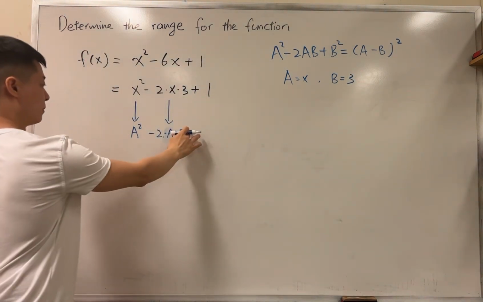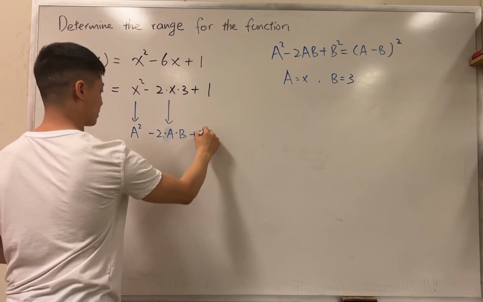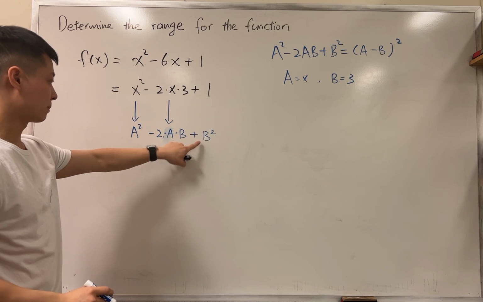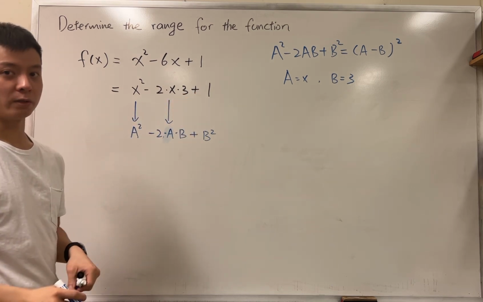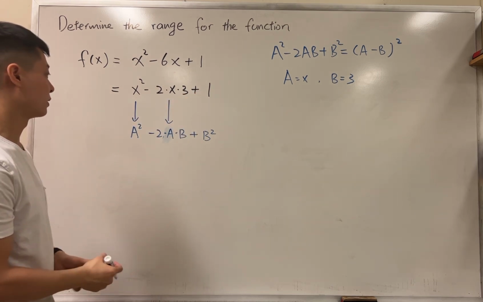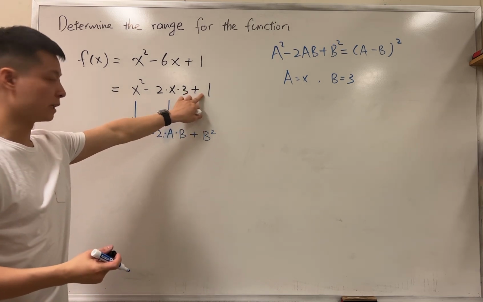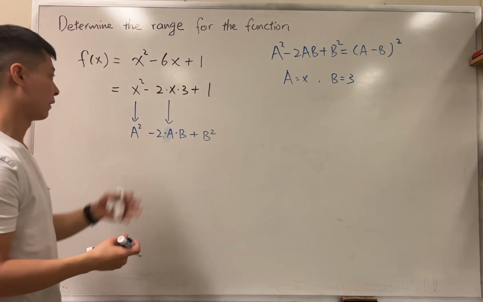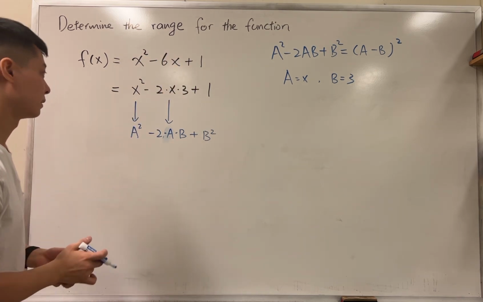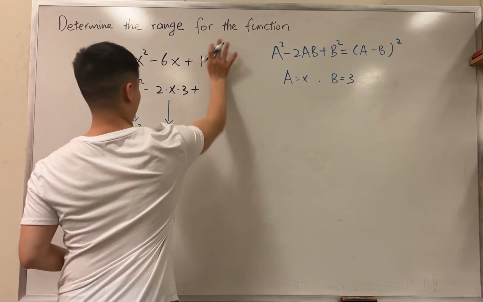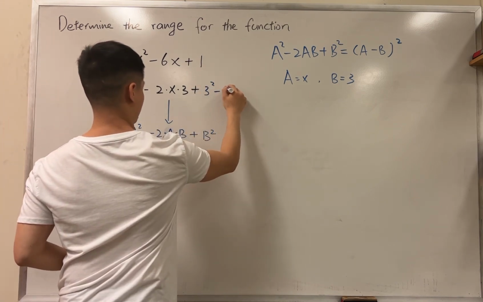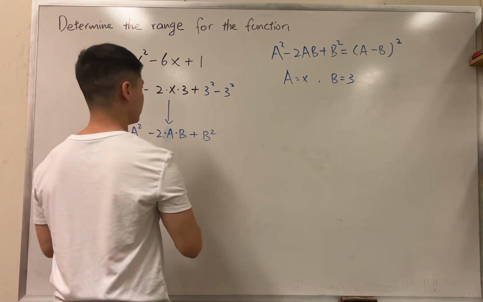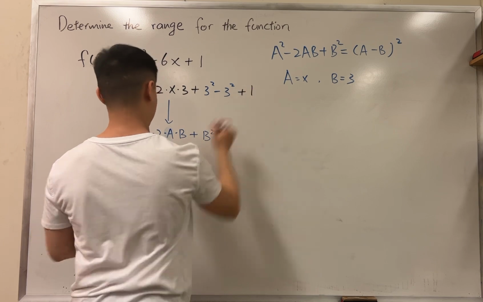And then the next term, we need to have b squared. Because b is equal to 3, that suggests b squared has to be 3 squared, which is 9. But the problem here is we don't have b squared, which is 3 squared. So we're going to make it up, and this process is called completing the square. So we're going to add 3 squared here, and then subtract another 3 squared to make it even, and then plus this one at last.